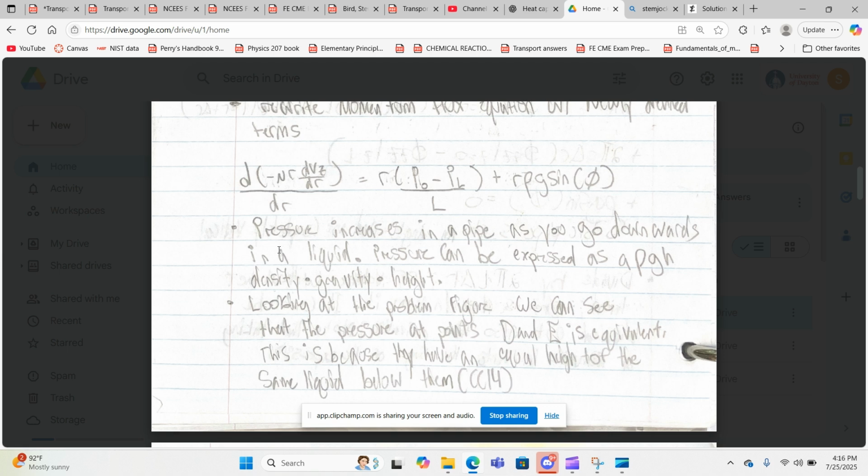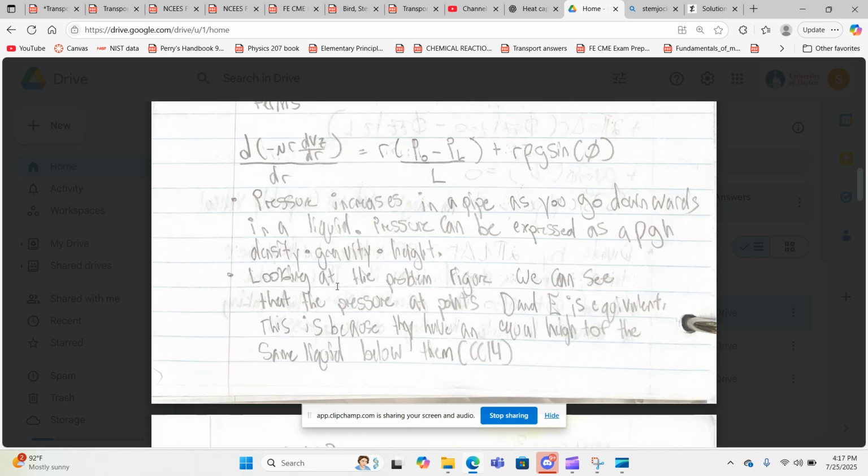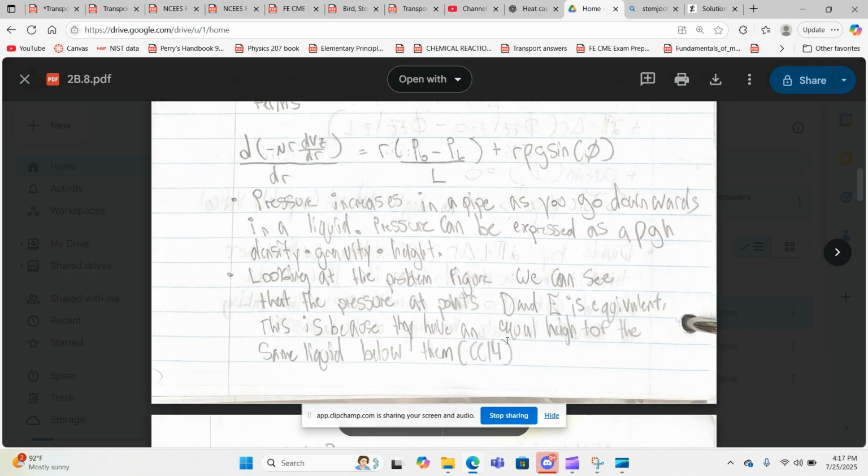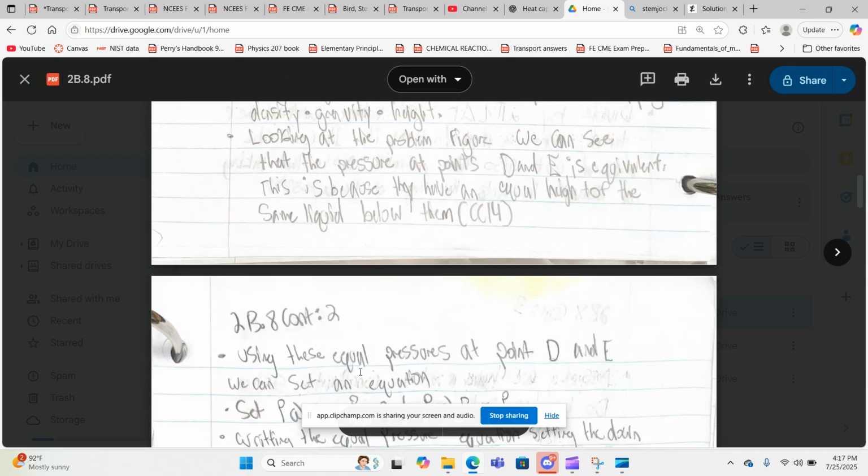Pressure increases in the pipe as you go downward in a liquid. Pressure can be expressed as rho g h, density times gravity times height, and that's in units of Pascal, which is the SI unit for pressure. In the problem figure, we can see that the pressure at points D and E is equivalent, and that's because there are equal amounts of the same fluid beneath each of these points.